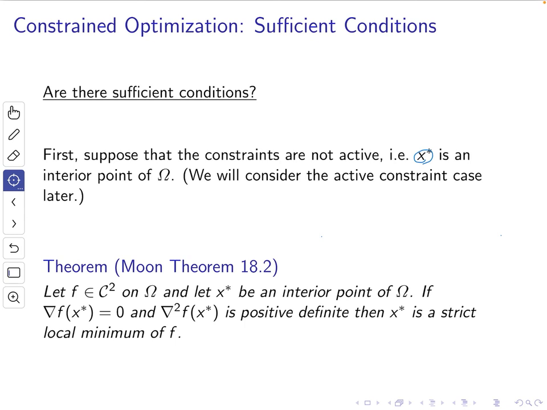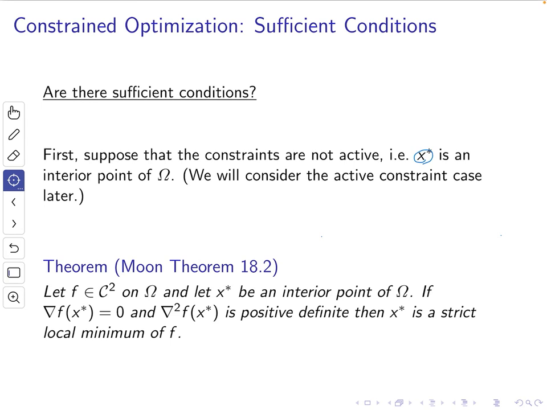So here is theorem 18.2 from Moon. If f is two times continuously differentiable, meaning you can differentiate twice and still have a continuous function on omega, and let x star be an interior point. If the gradient is 0 and the Hessian is positive definite, then x star is a strict local minimum of f.